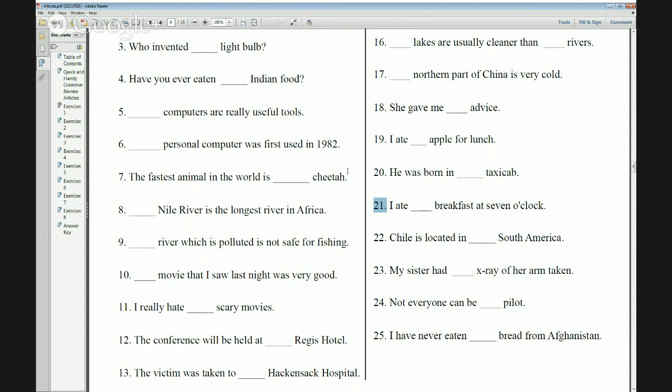Sergei? I ate the breakfast at 7 o'clock. No, no article. We just say I ate breakfast. Yeah, I ate breakfast at 7 o'clock. Or I had dinner an hour ago. I had lunch. Like Julia, she had lunch a couple of hours ago. Yeah? We don't use any articles with these. Okay, 22. Chile is located in the South America.